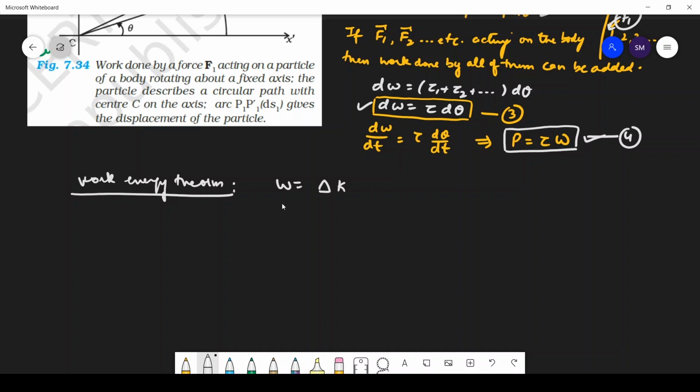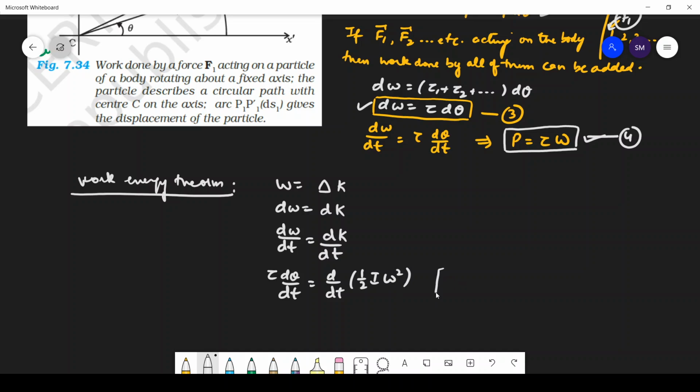So we can write it as dW is equal to dK, and again differentiating both sides with respect to t, dW by dt is equal to dK by dt. Now put the value of dW from equation 3, that is tau d theta by dt. And what is K? K is half mv square for linear motion, and here it is half into moment of inertia into omega square.